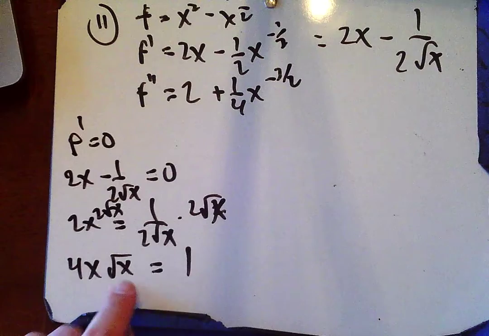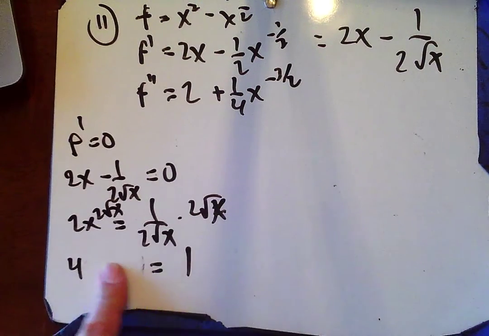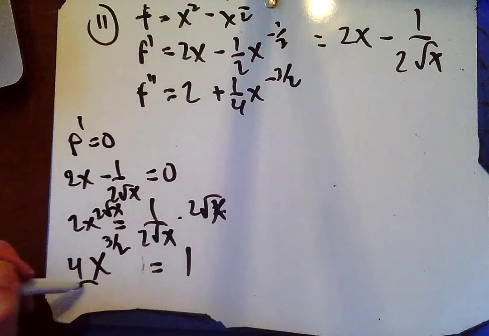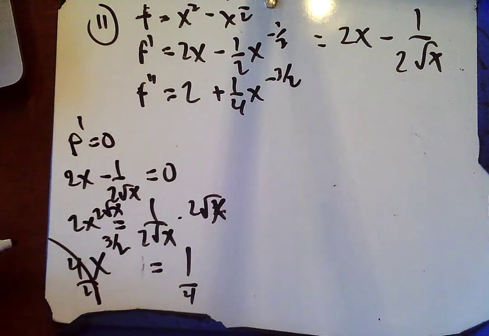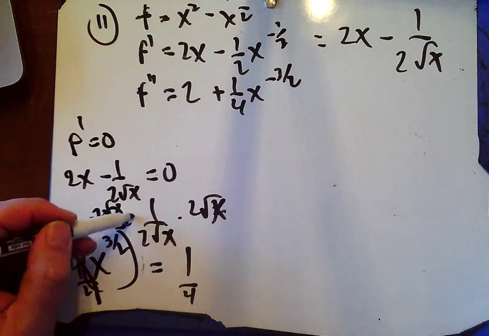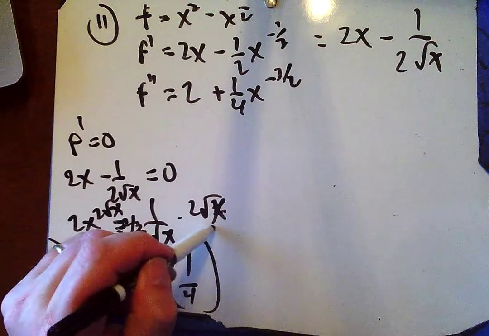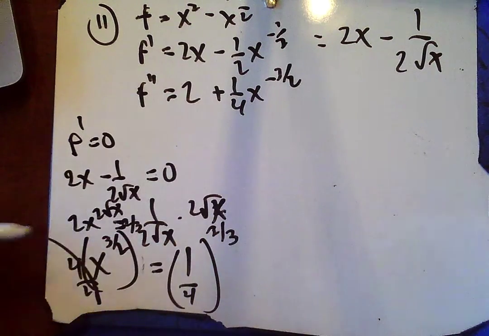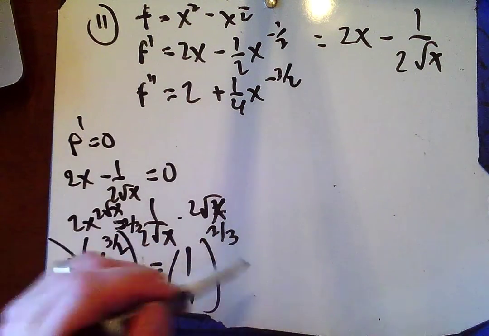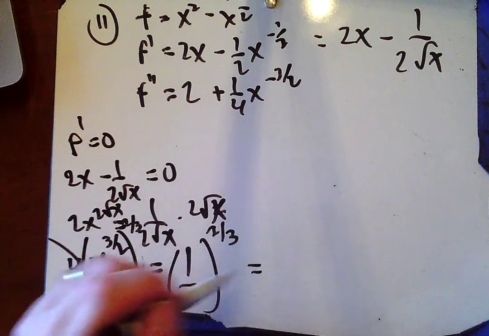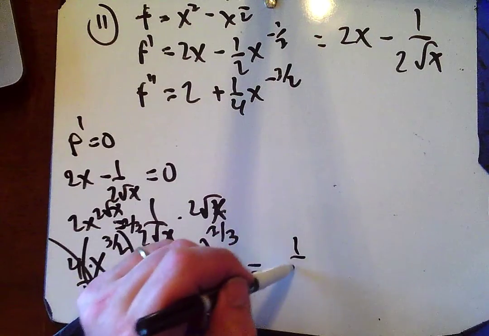See that? Yeah, I don't want to write it like that. I want to write it as x to the 1/2 times x to the 1, which is going to give me x to the 3/2. I'm going to divide both sides by 4. And now, how do I get rid of this? Well, in pre-cal, we exponentiated 2/3 with the reciprocal power. So I get x equals 1/4 to the 2/3 power.